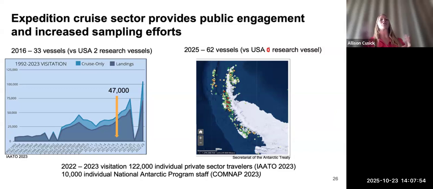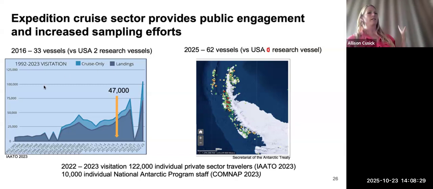So the expedition cruise sector provides this public engagement because they're bringing people every 5 to 15 days. And in 2022 to 2023, the visitations were 123,000 individuals that actually traveled down. When you think of national parks, some of the national parks here get 4 million visitors a year. So in context, maybe there's some discussion on is travel there saturated? Should it spread out more? What kind of regulations should happen to kind of sustain the growth of people visiting?